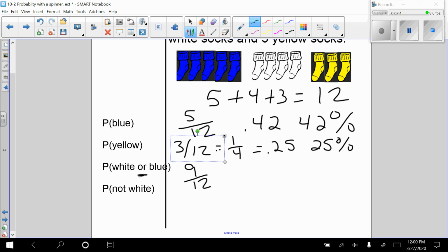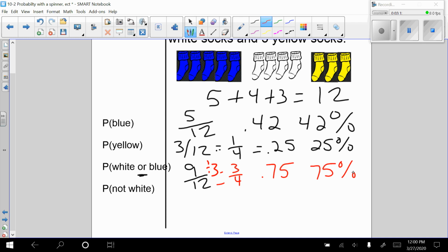So what goes into 9 and 12 evenly? What can I divide them both by? Well, you could divide them both by 3. So if I divided them both by 3, I'm going to find out that this fraction can be written as 3/4. So what is that as a decimal? It's 0.75, or 75%. Remember, changing a decimal to a percent sign is multiplying by 100. Remember to find the decimal, top divided by bottom.